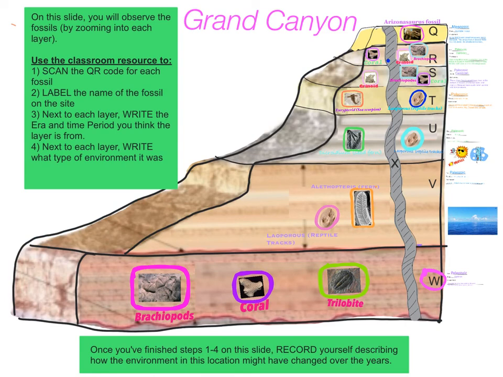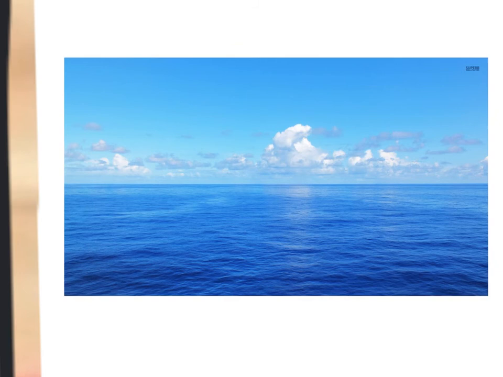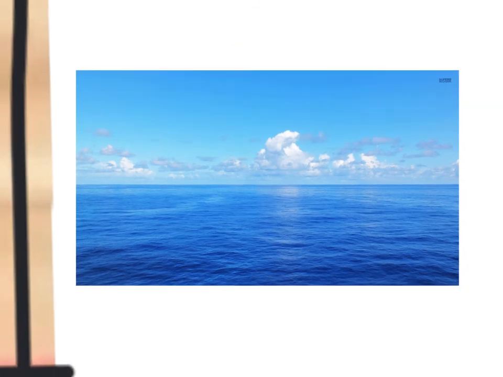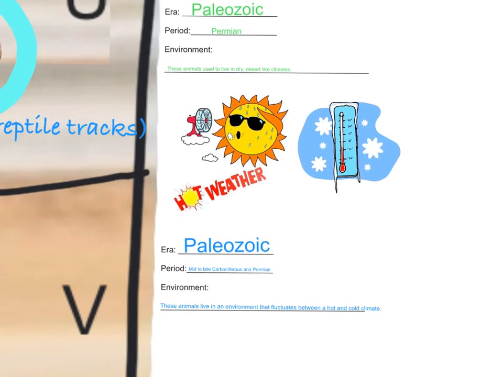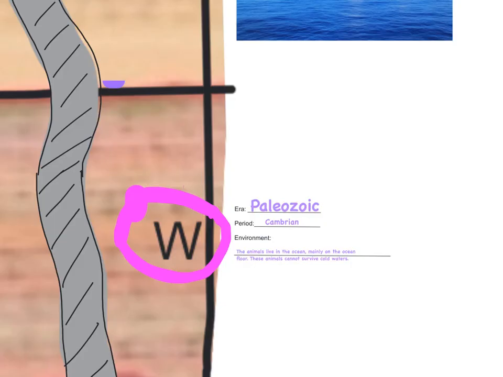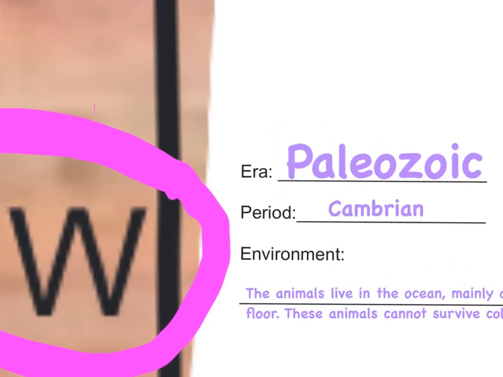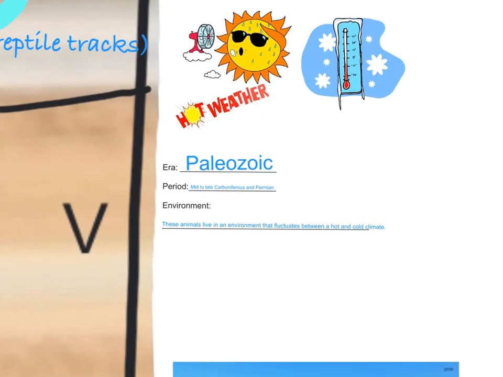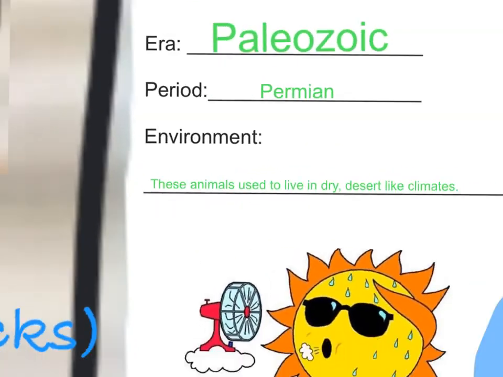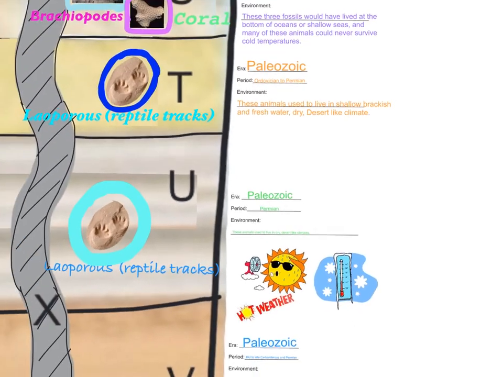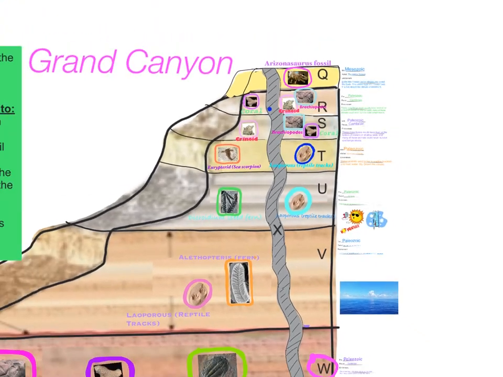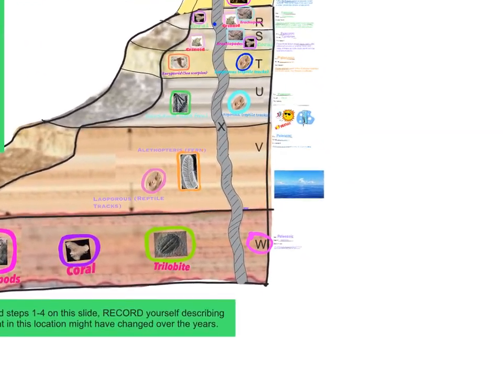Overall, the environment has changed in many ways. First, the environment started out in water, but eventually made its way to land, where the climate changed from hot, dry, desert-like climates to very icy, cold climates. As you might have noticed, the environment has changed upon which period it was in. As the periods went by, the environment started to change into the environment we have today.